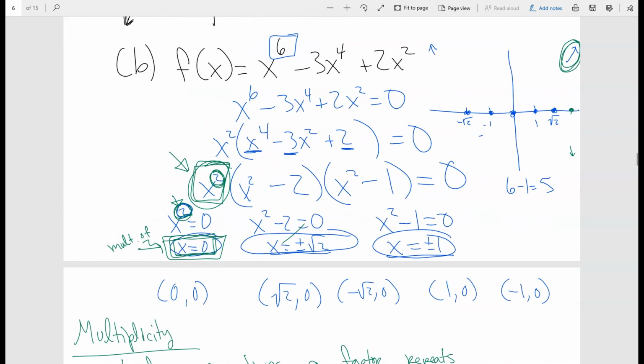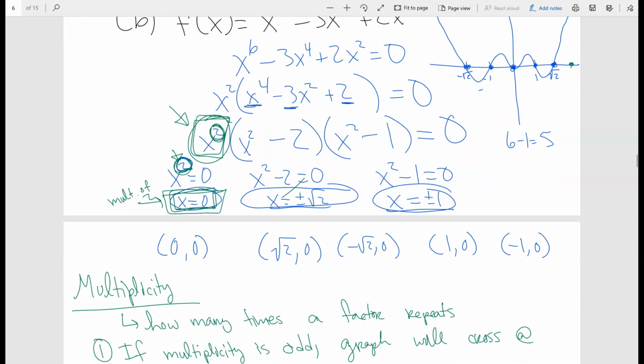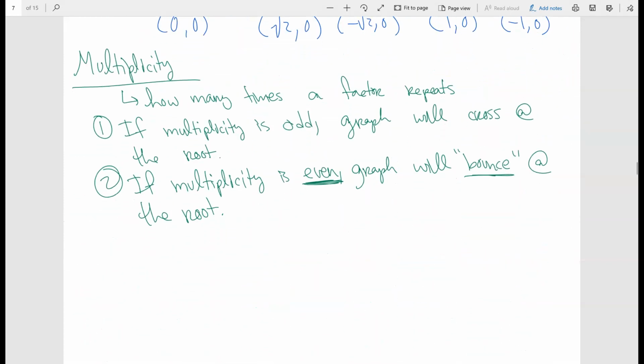Okay, so what we're going to do is that everything is going to cross except this guy is going to bounce. It's going to cross through square root of 2, negative square root of 2, cross through 1. It's going to bounce at 0. So it's not going to cross it. It's just going to bounce back up. It's going to cross through 1. Cross through square root of 2 and then go back up. There we go, and everything is well in the world. Okay, so there is what the graph kind of should look like, or you can get a glimpse of what the graph is. So the multiplicity plays a really big role in graphing these types of problems.